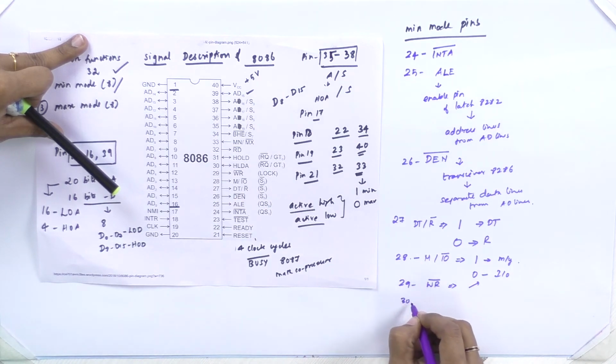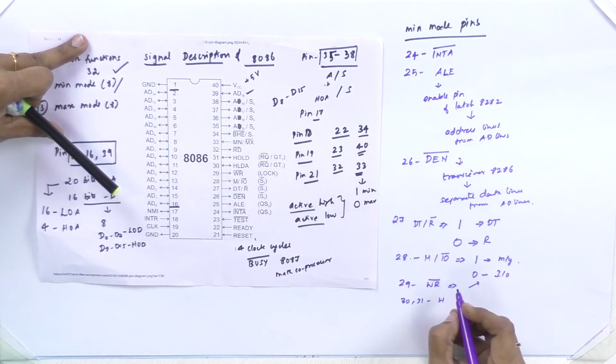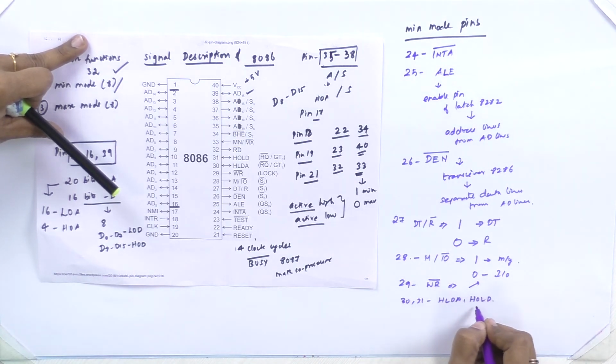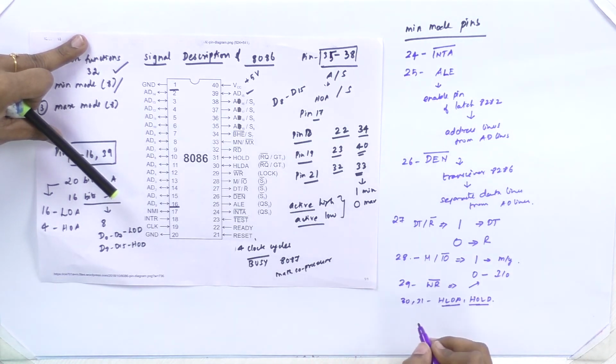Next, the 30th and 31st pins are hold acknowledge and hold. So we know the function of the hold pin. Whenever a processor receives a hold request from any DMA controller, then the processor will surrender its system bus to the corresponding DMA controller. The 30th pin is called hold acknowledgement and the 31st pin is called the hold pin.